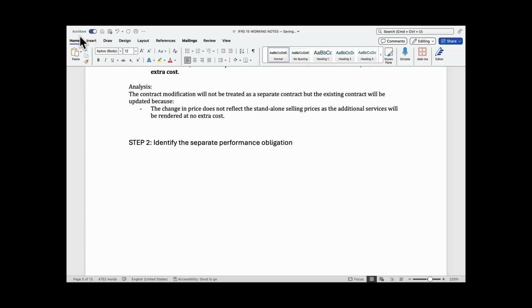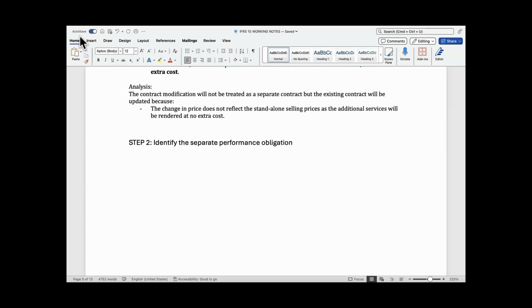Go ahead, please. My question is, supposing a contract is awarded to a client, and then in the course of the execution of that contract, there was an issue of inflationary tendency that affected the original price with which the contract was awarded, and then the client later applies for variation. In this scenario, will it be addressed as a contract modification?